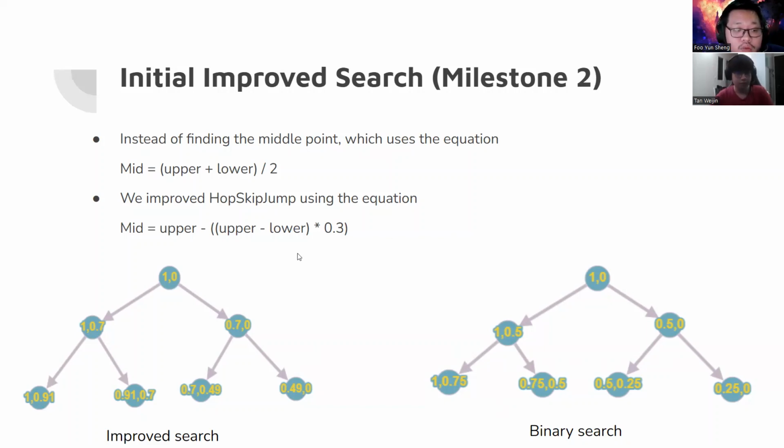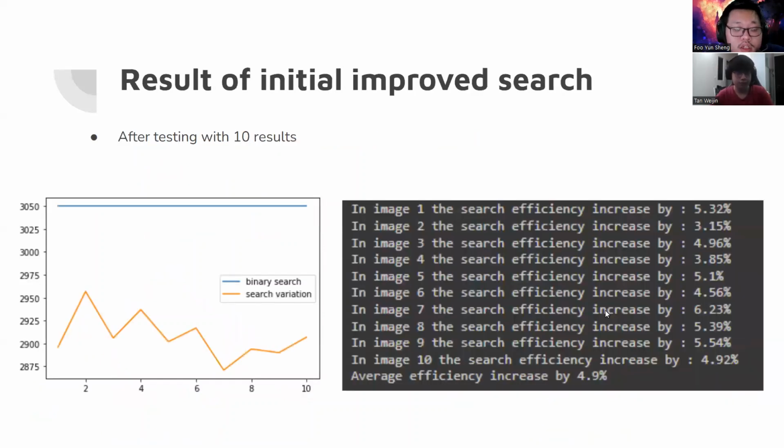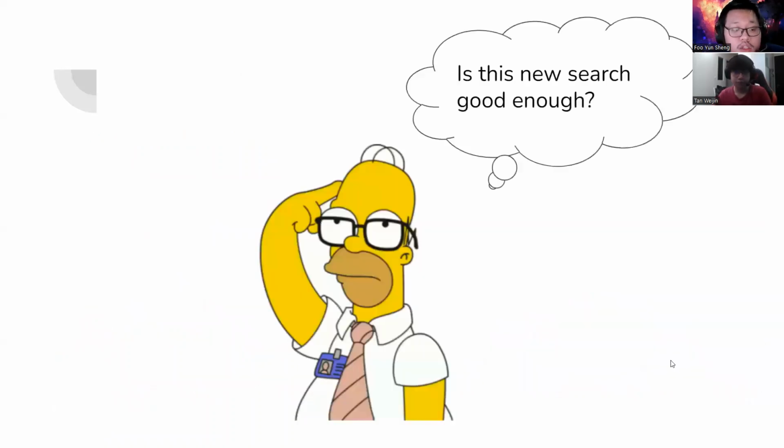We can visualize it with the diagram below. The binary search can go up to 0.75 within 2 iterations. As for the improved search, it can go up to 0.91 within 2 iterations. This can help to improve the number of iterations of the HopSkipJump attack. Here are the results. As you can see, we improved the efficiency by around 5%. Even though the result reflected that there is efficiency improved, is it good enough?